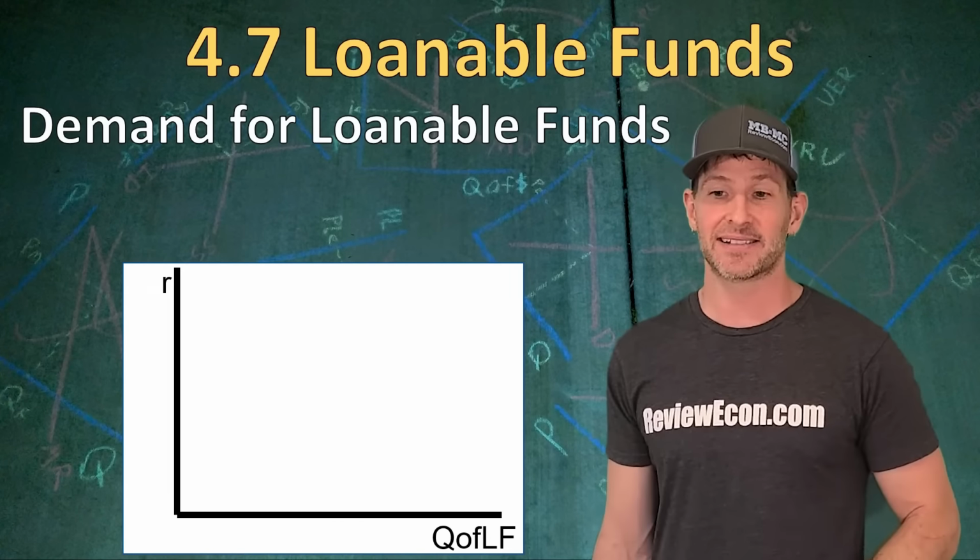The downward sloping investment demand curve tells us there's an inverse relationship between the real interest rate and the quantity of loanable funds demanded to purchase physical capital. At high interest rates, we will have low quantities of investment demanded, and at low interest rates, we will have higher quantities of investment demanded in the loanable funds market.